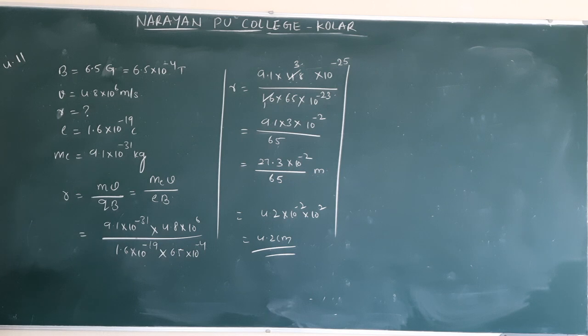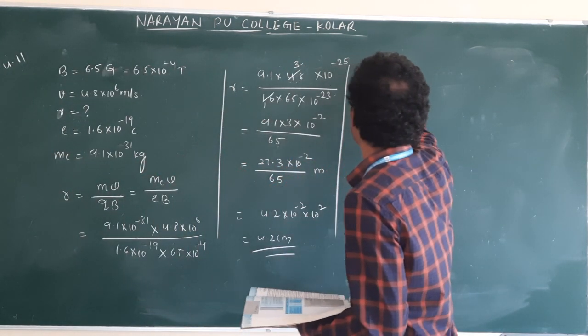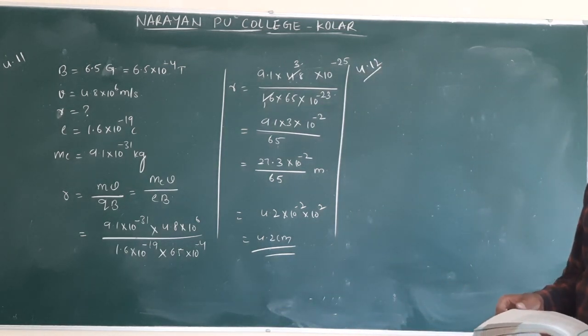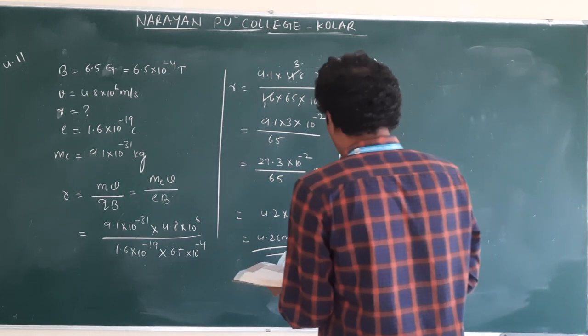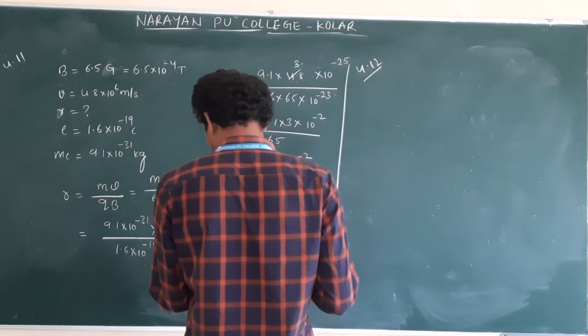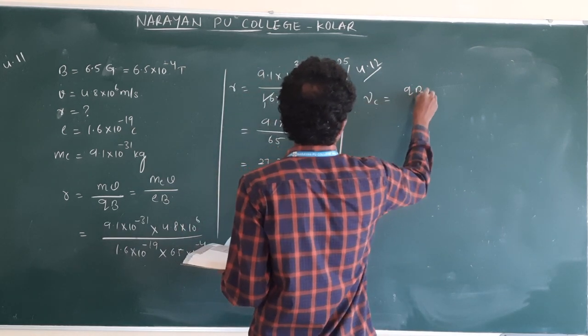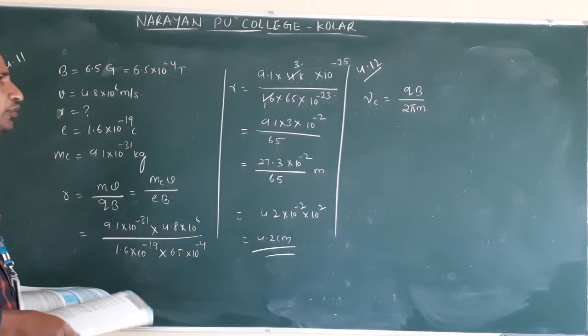Next, what did they ask in the same question? The radius is calculated. Next, the 12th question, 4.12. Obtain the frequency of revolution of the electron in the circular orbit. Does the answer depend on the speed of the electron? The frequency formula is already given. What is it? Frequency formula is nu c equal to qB by 2 pi m. Frequency is independent of velocity.